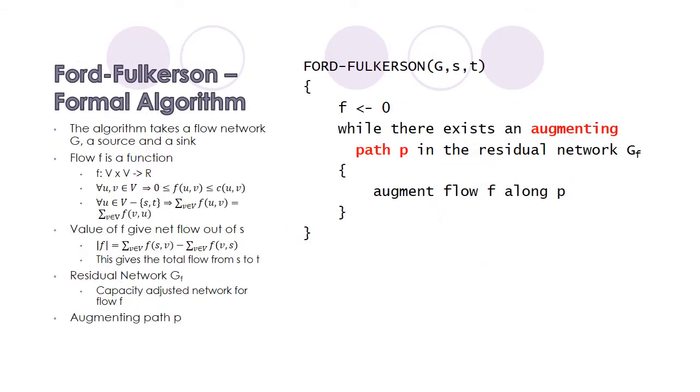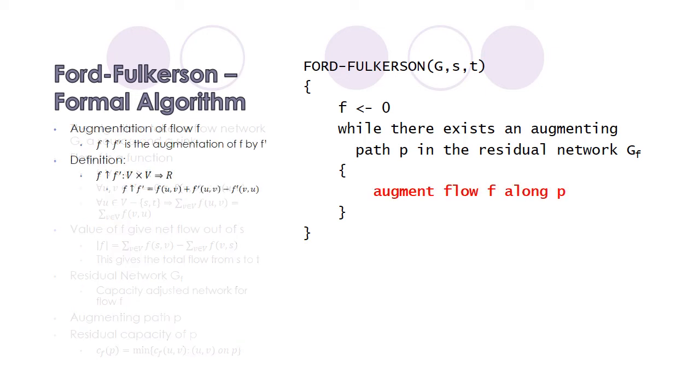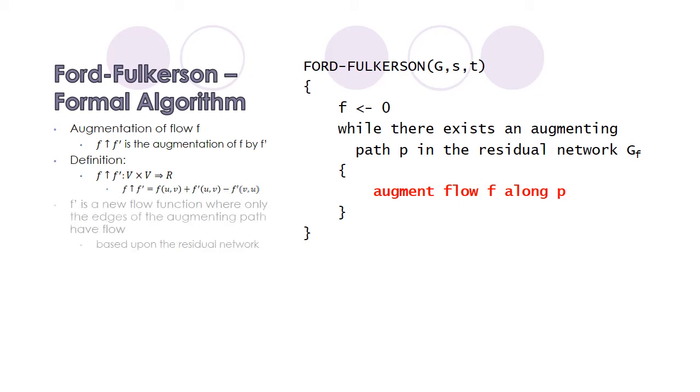Going back to other definitions, we've got the augmenting path P, which I explained earlier. We also have the residual capacity of P, which, like I said earlier, gives you the minimum capacity remaining along the edges along the path, and that will give you the amount that the augmenting path will add to your flow. And finally we've got this idea of augmenting the flow F along P, which essentially means combining two flows together. Here it's defined as F arrow F prime, and F prime is a new flow function where only the edges of the augmenting path have flow, and it's based upon the residual network.